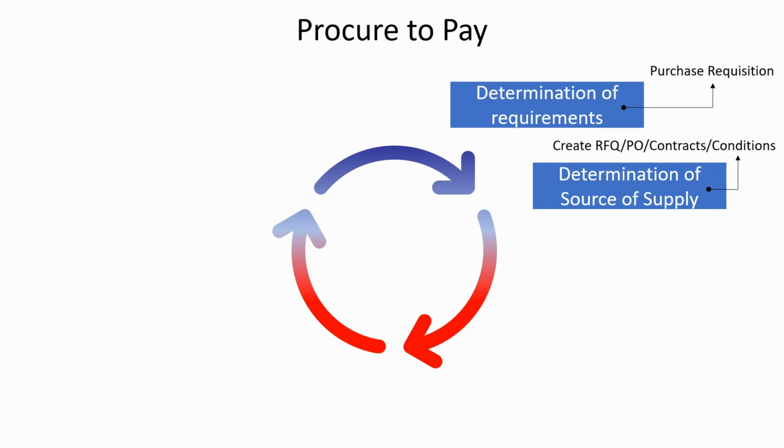Determination of source of supply. We can create request for quotation to determine source of supply, or we can use existing purchase orders, contracts and conditions. We can create request for quotation to multiple vendors through transaction code ME41 and maintain prices from multiple vendors through transaction code ME47.